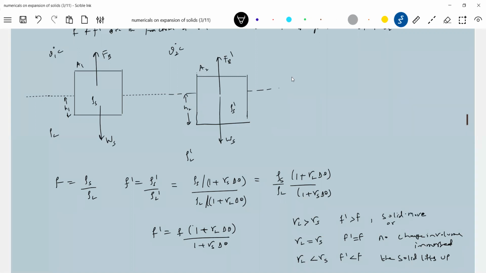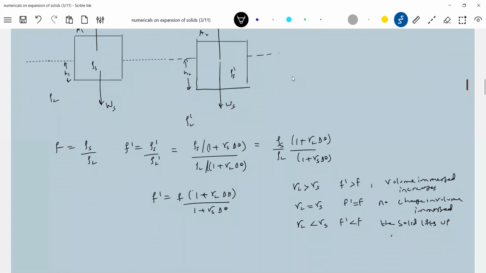Solid moves down. You write it. Some terminology we have to bring in. Solid moves down, or I think volume immersed increases. I'll put it, this will be better. Volume immersed increases. The solid lifts up or volume immersed decreases. Different ways they may express it. That's why I'm trying to put that one.